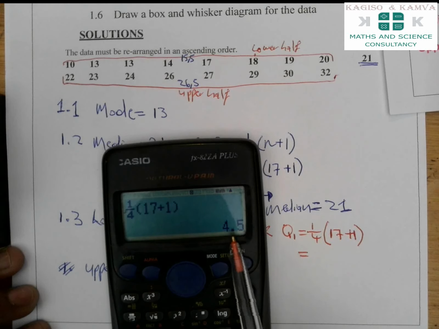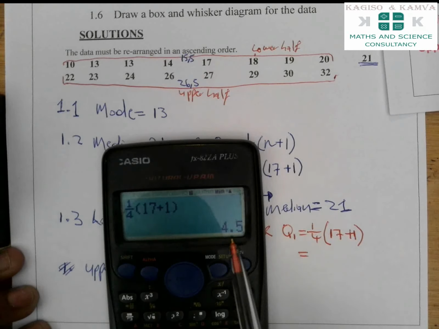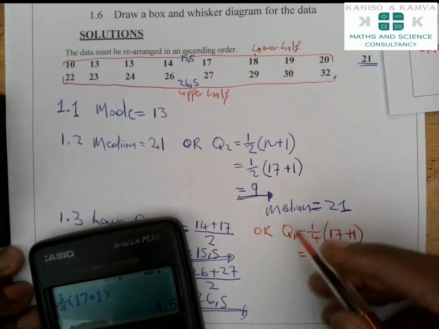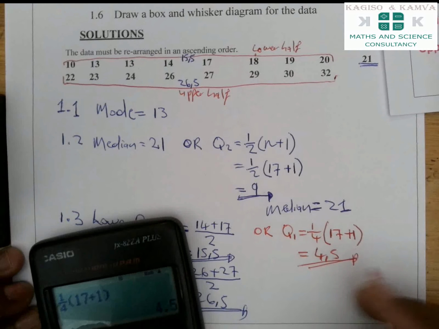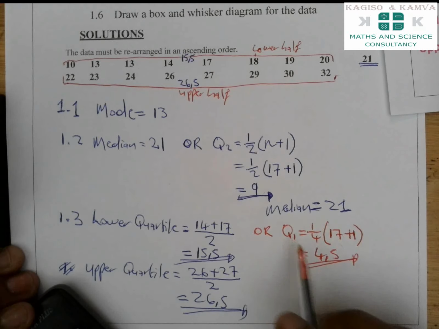But if you have 4.5, just know that for the median, the upper quartile or the lower quartile, if it's 0.5, it is in between the two values. So the position will be 4.5. That will be the position of Q1, the lower quartile.